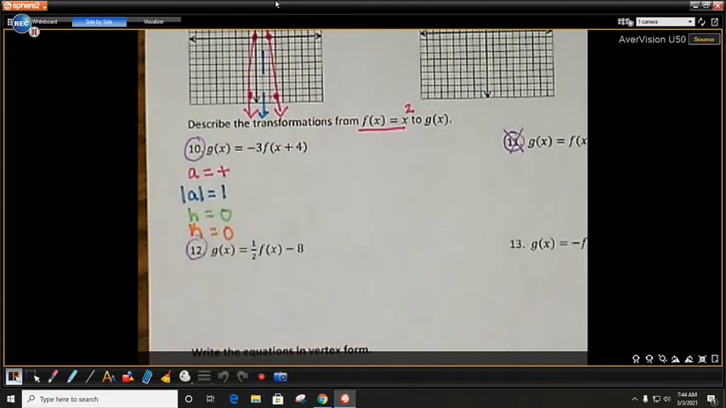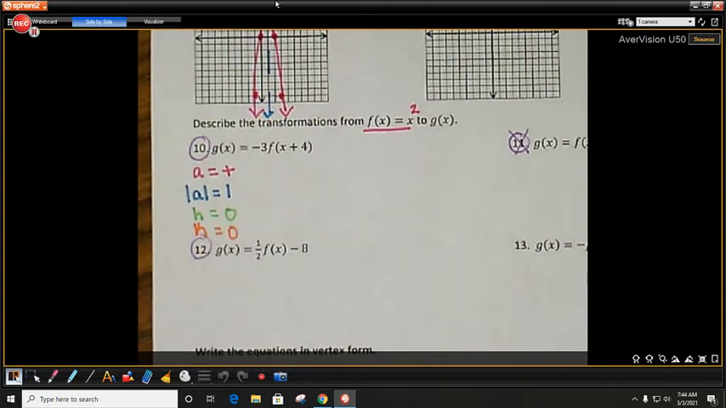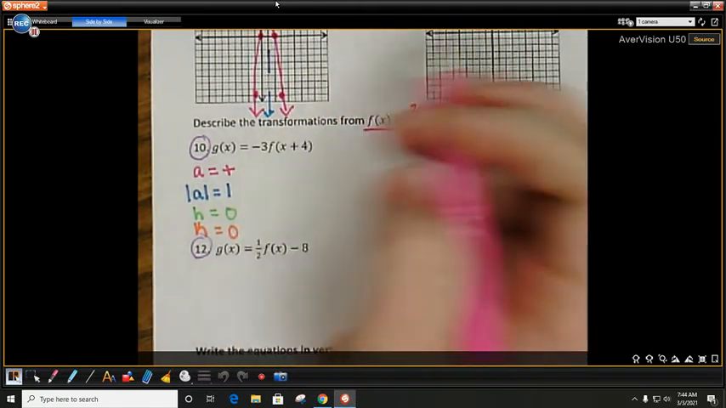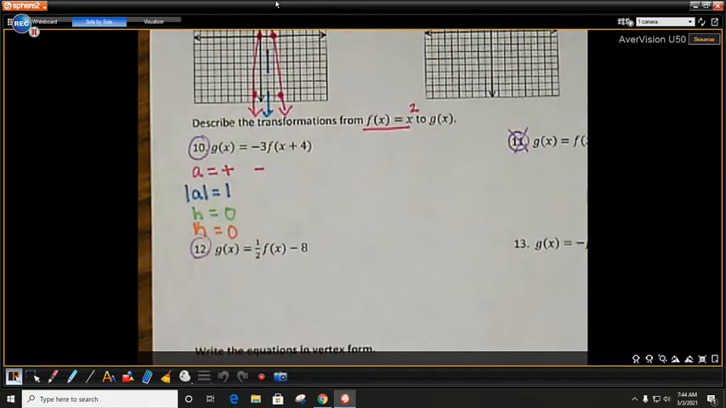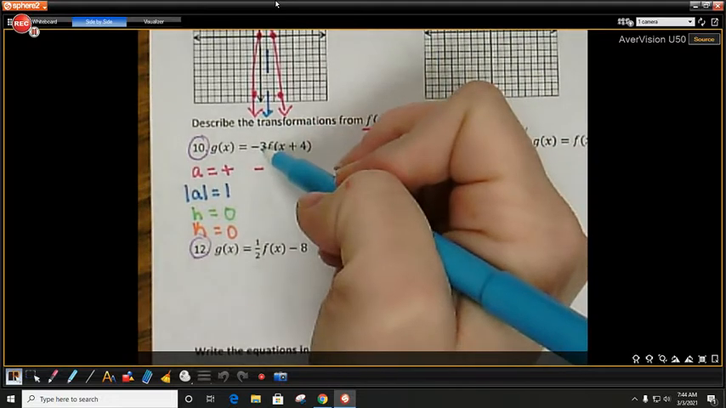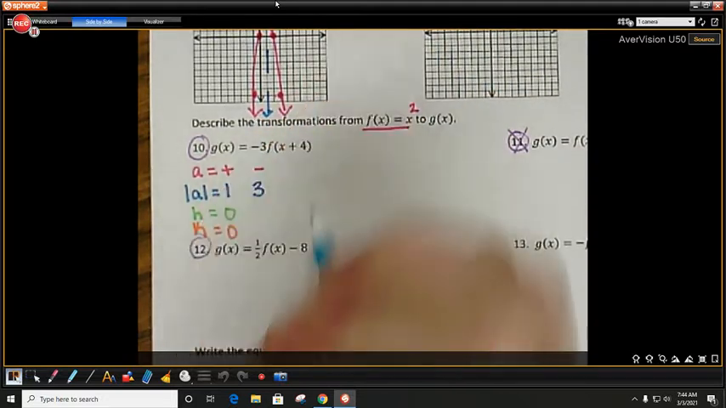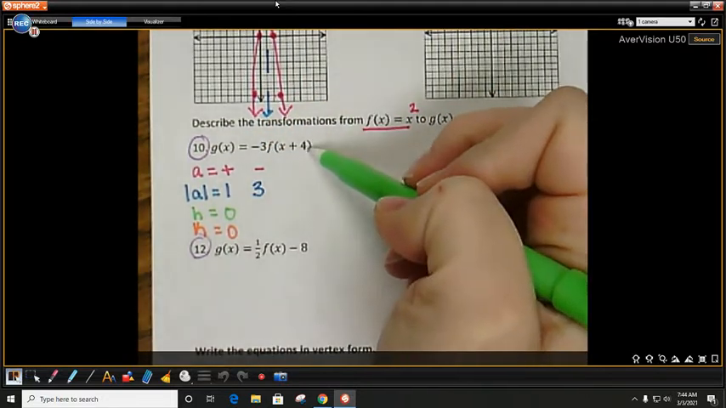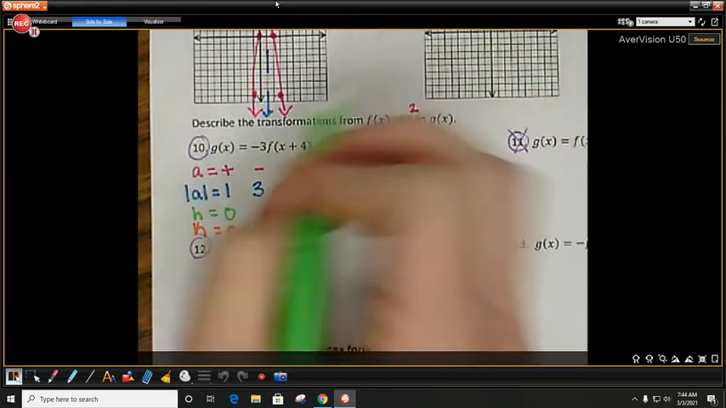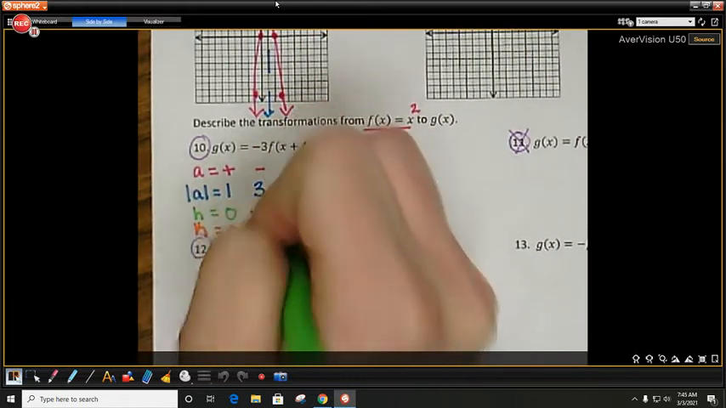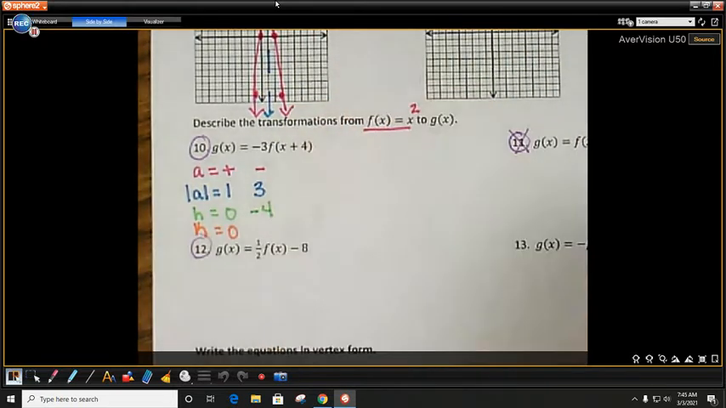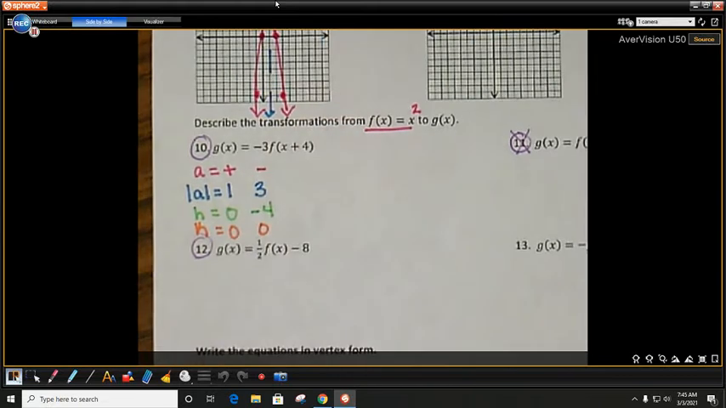Okay, so now we're going to look at our new function, and we're going to identify our a sign, our a value, our h value, and our k value. So now my a sign is negative. The absolute value of -3 is +3. Remember, the number in the parentheses is your h, and you always do the opposite of anything in the parentheses. So the opposite of a +4 is a -4. And then my k is a constant out to the side, which I don't have one.